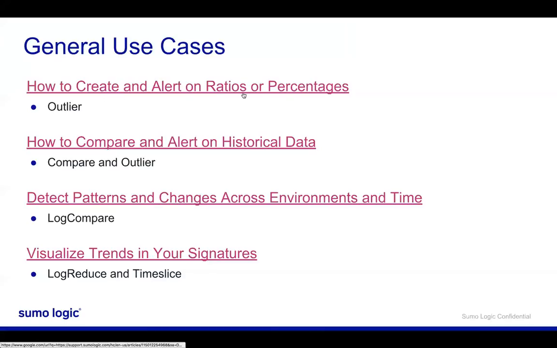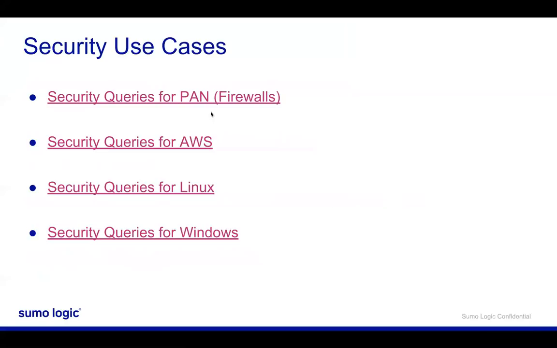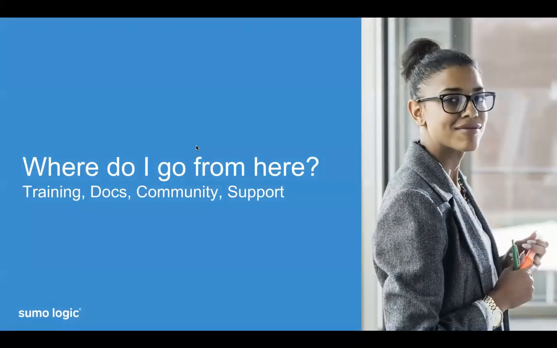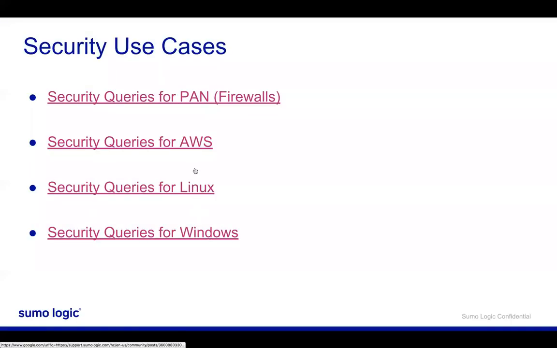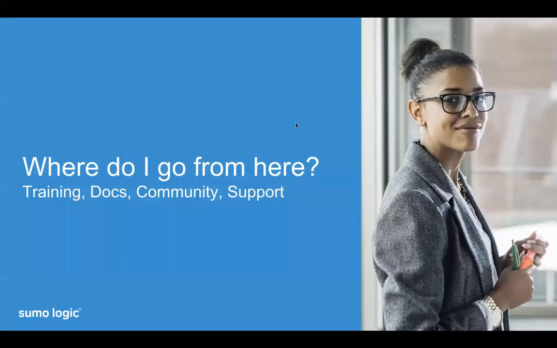So how to create an alert on ratios or percentages, how to detect patterns and changes across environments, or for security specific, remember I showed you that there were some security queries for AWS. There's some for Linux, some for Windows, some for Palo Alto Networks. So I'd encourage you, don't start from scratch. There's a lot of information out there that can help you get started without having to start from scratch.